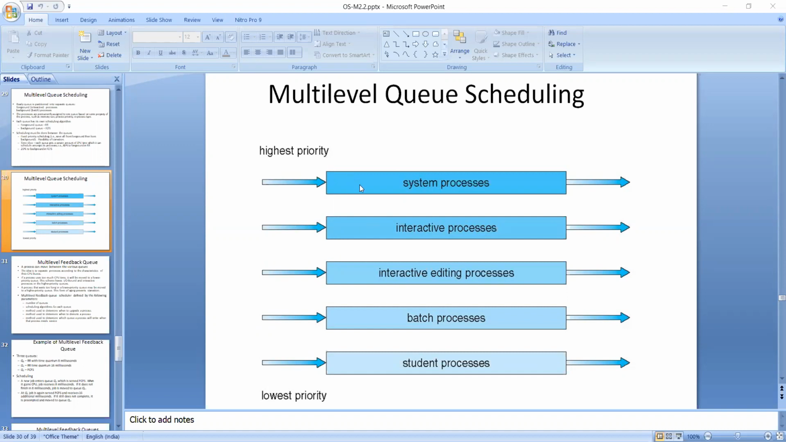No process in the batch queue could run unless the queues of system processes, interactive processes and interactive editing processes were completely empty. After all the processes from the system queue, the interactive queue and the interactive editing queue have been executed completely, only then will the CPU be allocated to the batch processes.